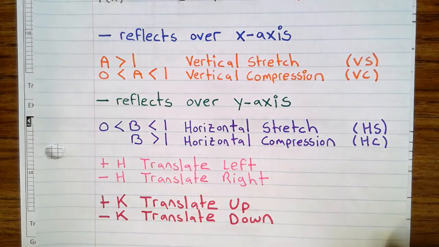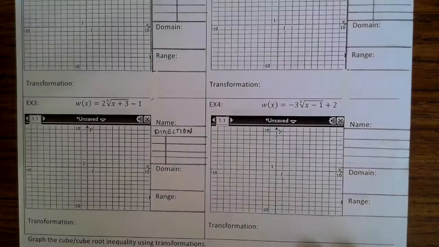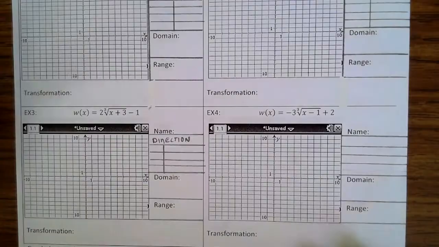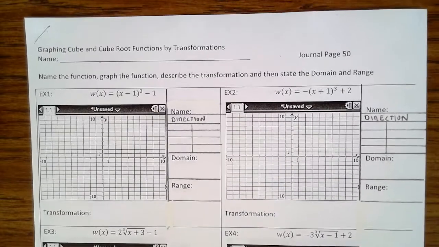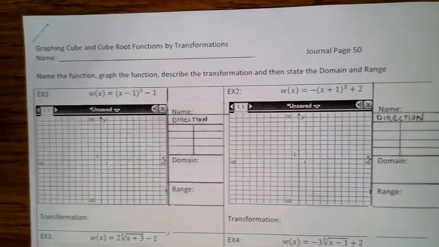Okay, if you would, update your cube root transformation notes. All right, now let's take a look at these examples. Okay, graphing cube and cube root functions by transformation. Name the function, graph the function, describe the transformation, and then state the domain and range. Okay, and let me zoom in just a little bit.